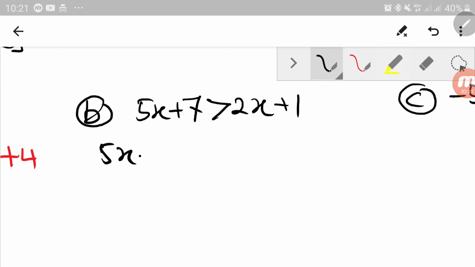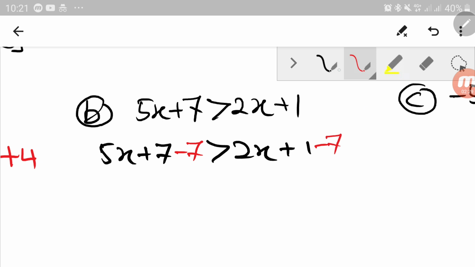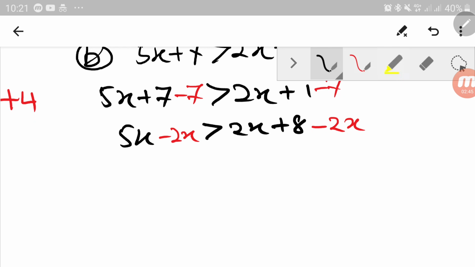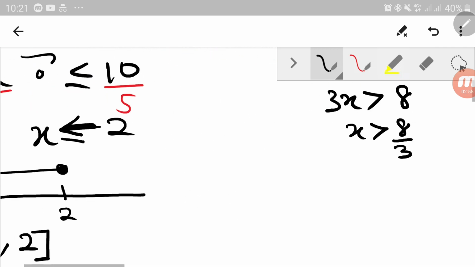For this one, we need to get rid of 7 first. So get rid of minus 7. Okay, so we have 5x, 2x plus 8. For this one, we need to get rid of 2x. Then we get 3x, then there's 0, so x greater than 8 over 3.